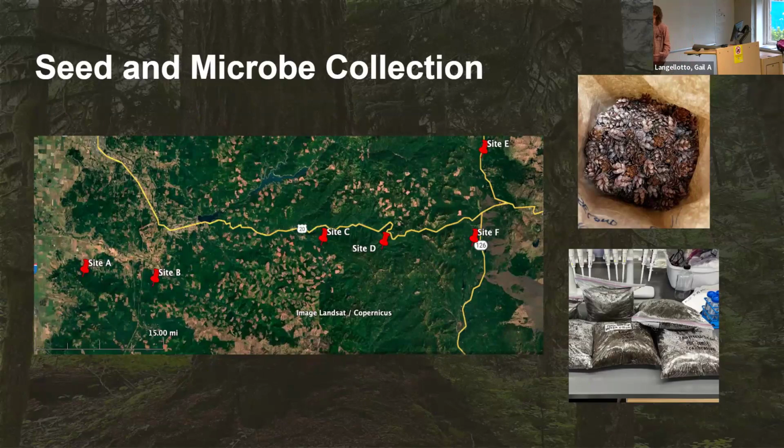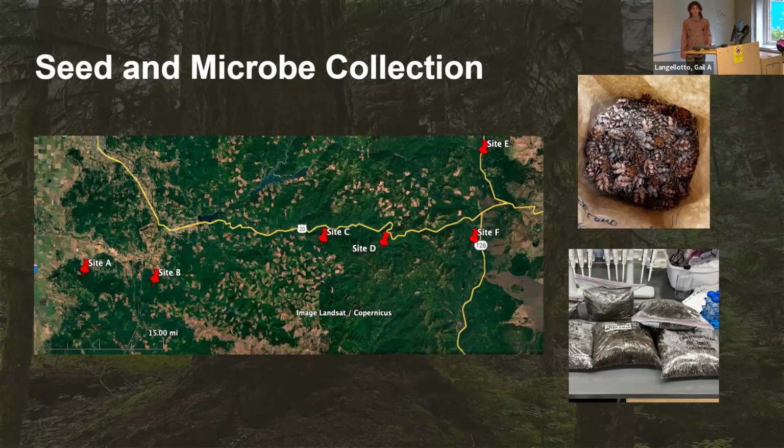Here at each site, premature cones were collected from mature Douglas Fir trees. Soil was also collected at the highest and lowest sites, site A and site F. Here, soil was collected from a depth of 10 centimeters underneath 10 focal trees at each site.